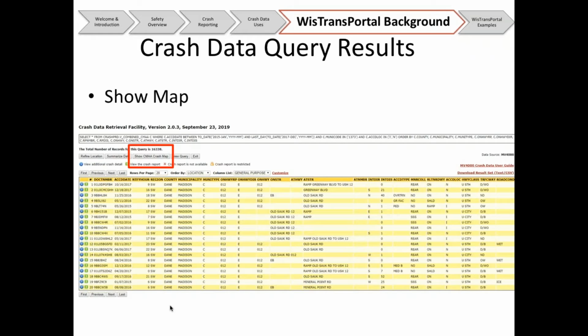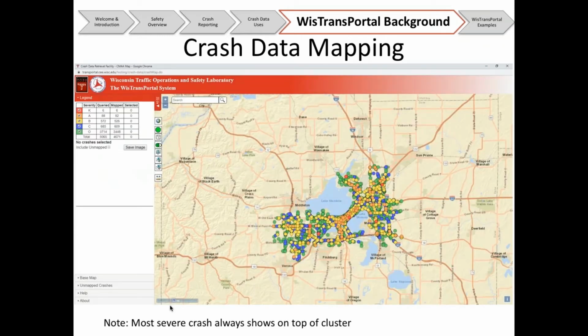Showing the map. In 2019, we redid the crash mapping, so this is what it looks like now. This is the CMAA map. What you can see here is a red map. You can see the injury severity levels on the left-hand side. It shows you the severity, the number that were queried, and the number that were mapped.